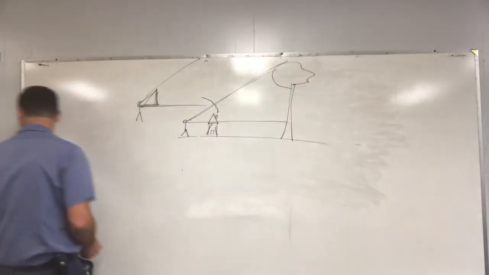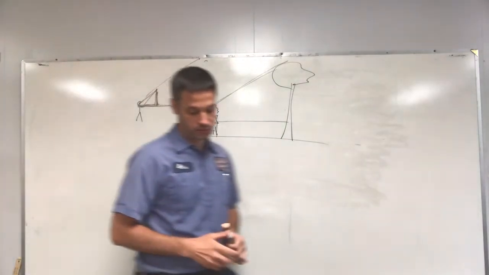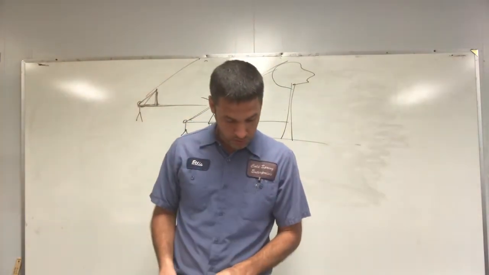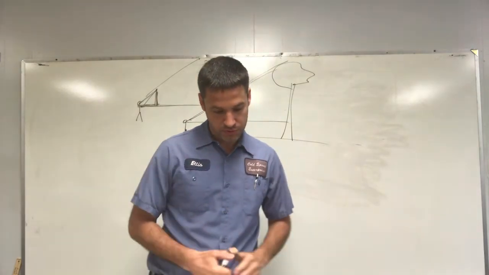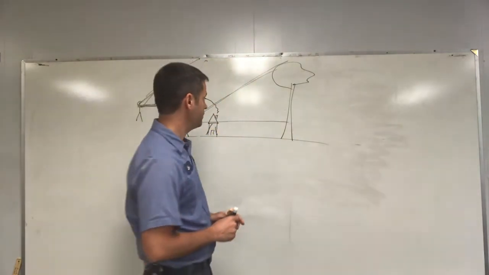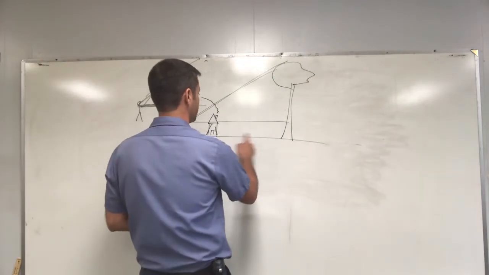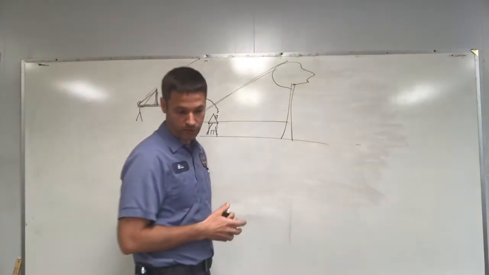Pretty useful, actually, if you ever consider yourself a logger. There's more tricks of the trade, I think, but that's one simple one. 45, 45, 90, and wherever you're at, that's where the tree's going to fall down. All right, enough of that.